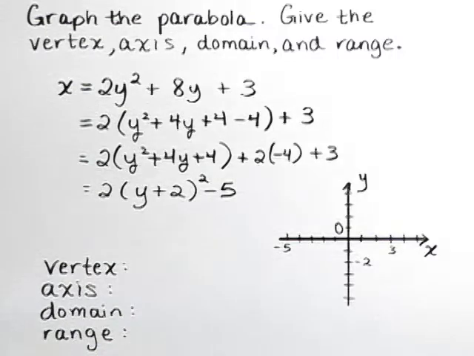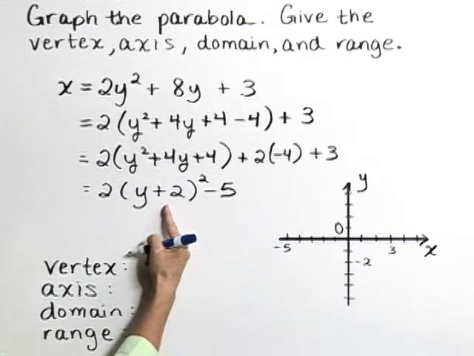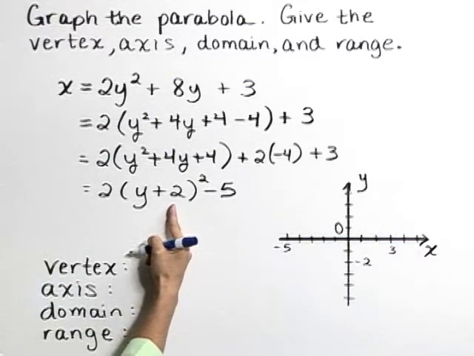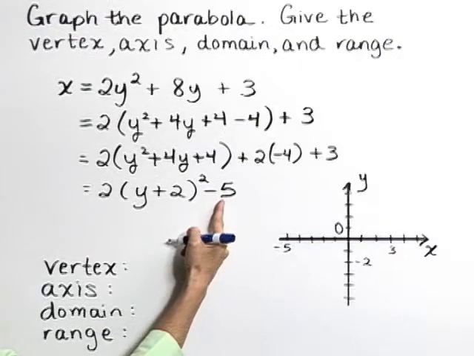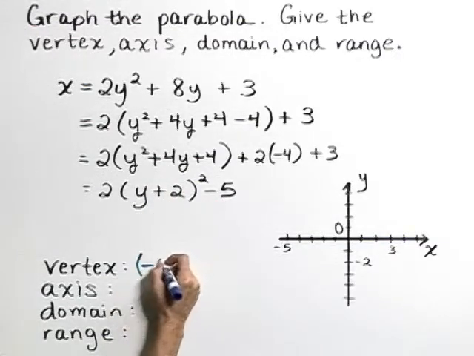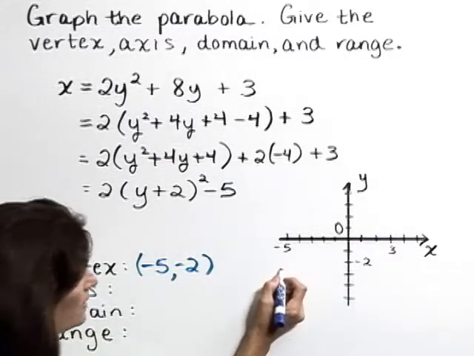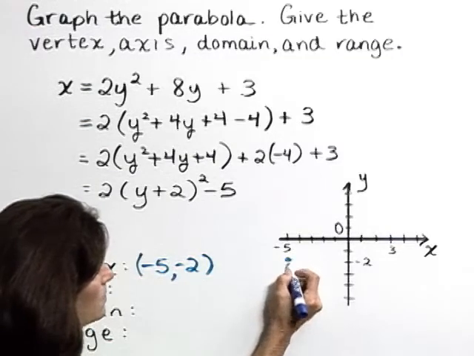So we're ready to locate our vertex now. This vertex is going to have a y value of negative 2, an x value of negative 5. Change this sign, leave that one alone. So vertex, negative 5, negative 2. Let's locate that point on our graph.